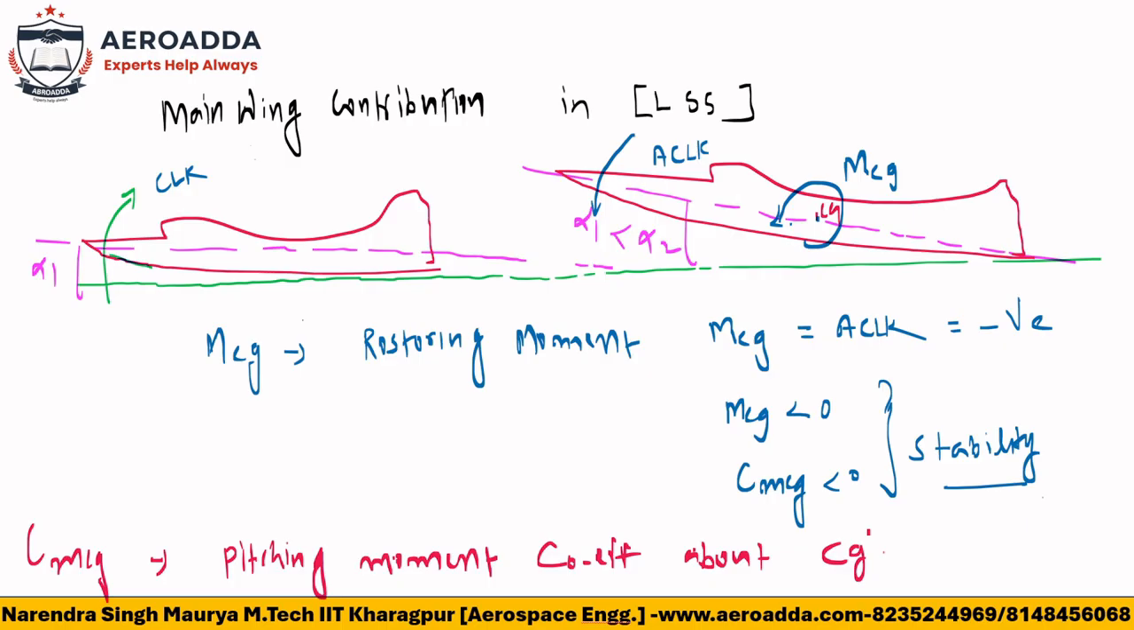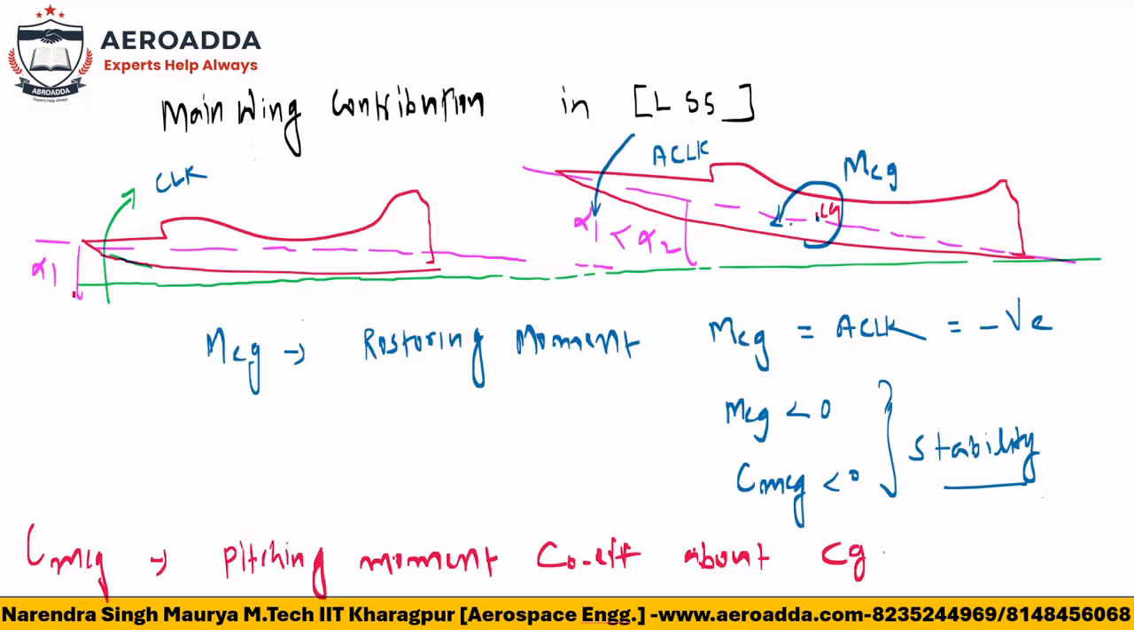Second thing, if you are writing the moment slope, because I have shown you this change in moment, CMCG, with respect to the angle of attack. What is the alpha?